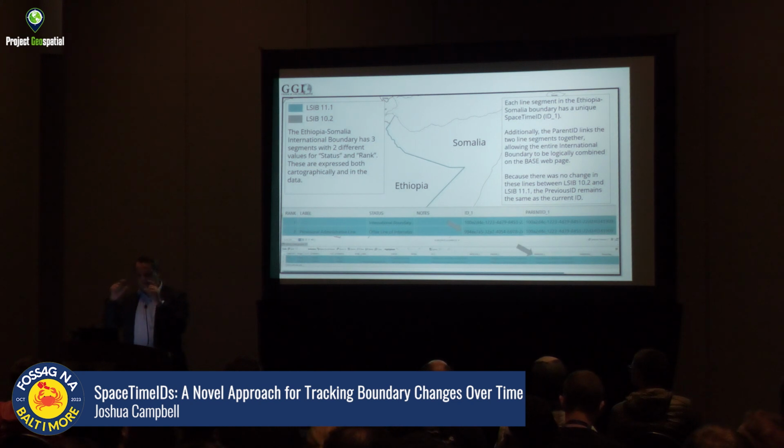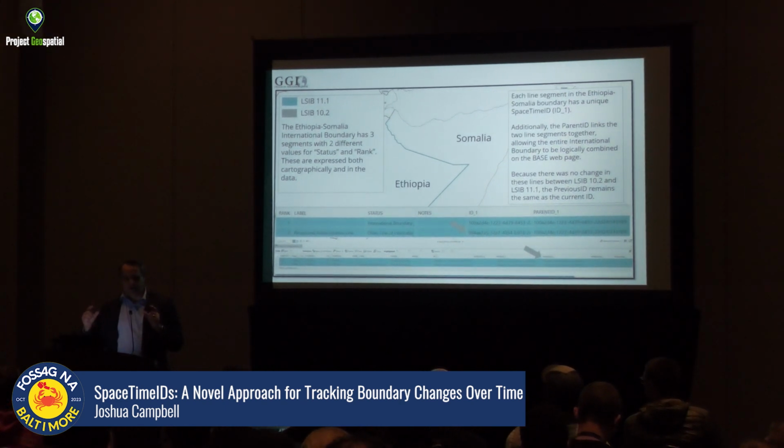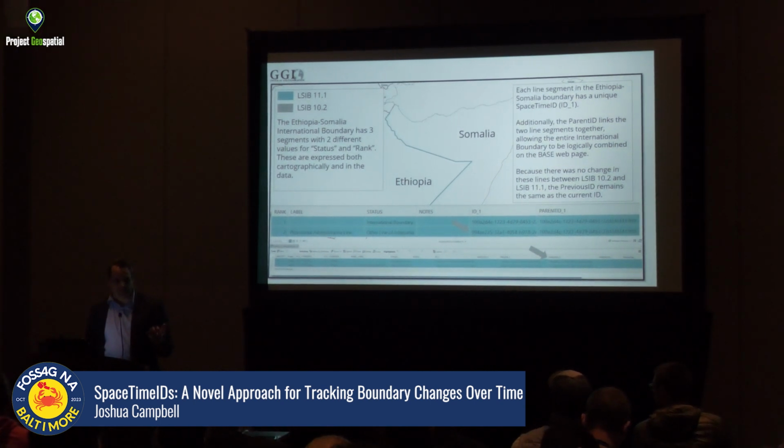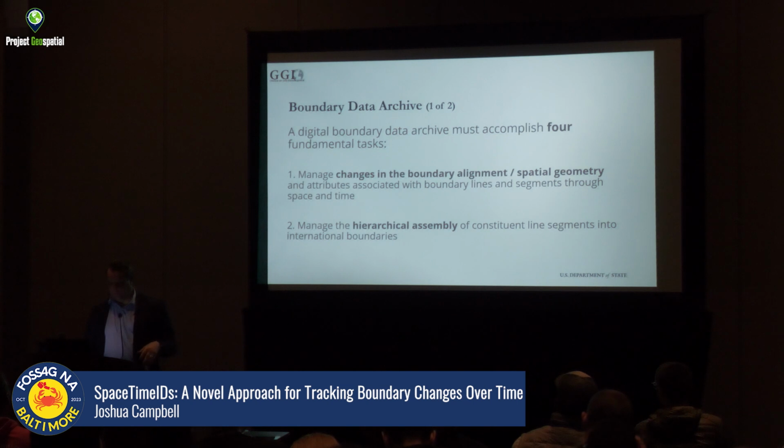We believe this model can actually work even farther down into smaller and smaller units. The atomic unit of boundary management would be the smallest things defined by treaties. We believe there's 12,000 of those segments. So what we're trying to do is drive down our management to that finest level, but still be able to assemble them back up. In terms of doing all this work over the last 3 years, again, we're just trying to increase our own sophistication, scalability, and be able to disseminate more widely and in better used formats, leverage all the digital documents, and increase value to our customers.